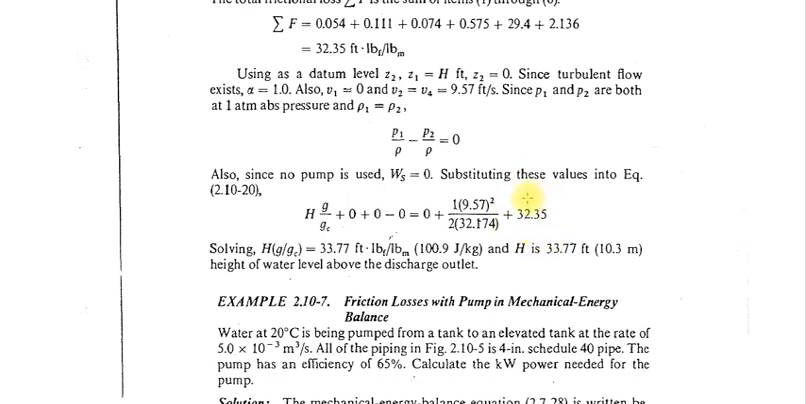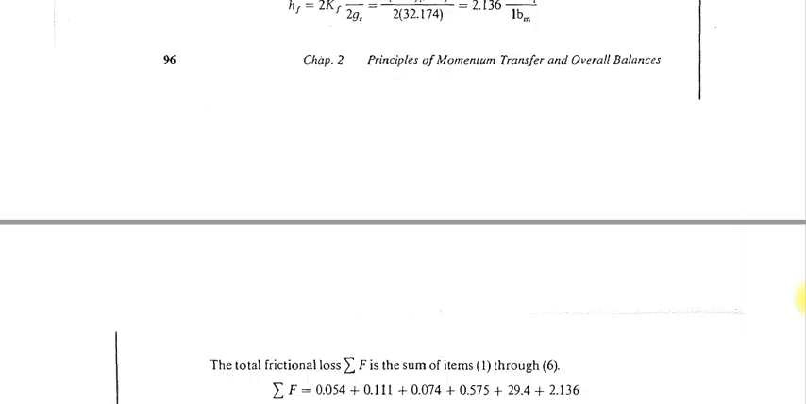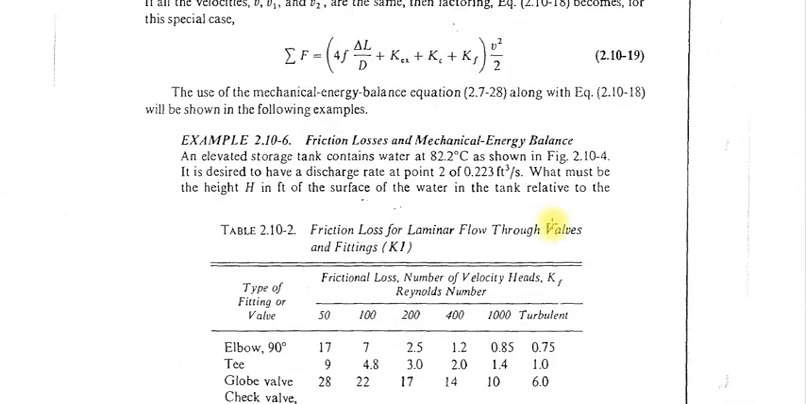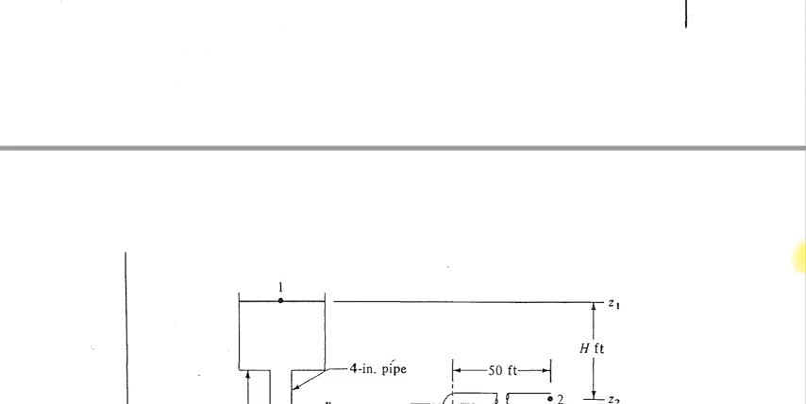Now when you substitute all these values here and calculate, H comes as 33.77 feet. So this is the required height of the system for maintaining the fluid flow rate of 0.223 feet cube per second. Okay, so this is the solution of this problem.